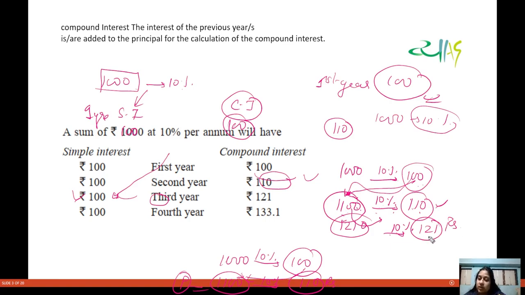And now add this 121 as well here. So you will get how much? 1331 rupees. And its 10% is the interest. So how much compound interest are you getting? 131. So this much compound interest you are getting in 4 years. That means what? Now your final amount will become what?